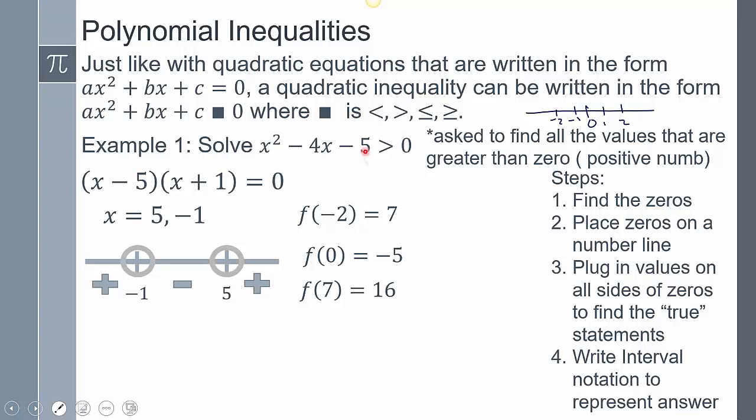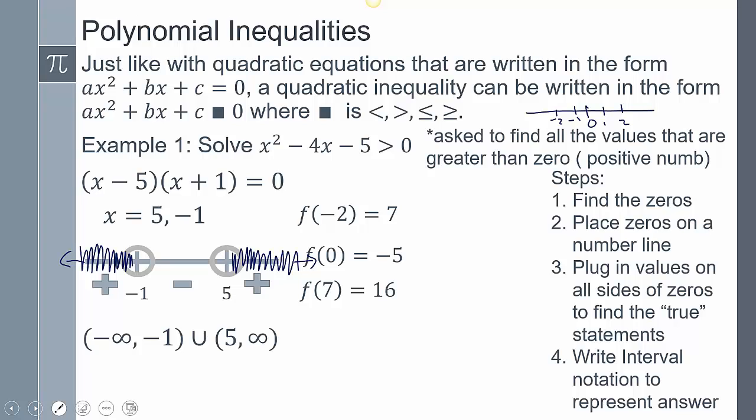Now the inequality said I want a value greater than 0, so I want to shade all my values that are greater than 0. Those are going to be these values and these values here. Now, step 4, I can write my interval notation: negative infinity all the way to negative 1, union from 5 all the way to positive infinity. Because these are open circles, they're going to be parentheses.